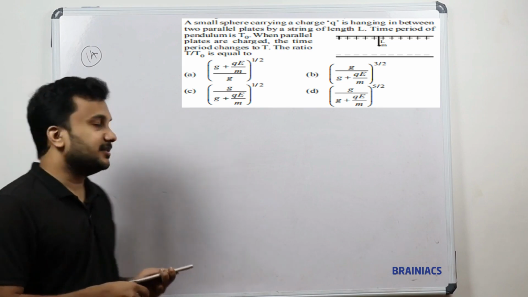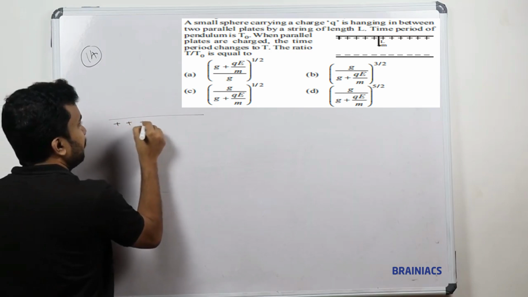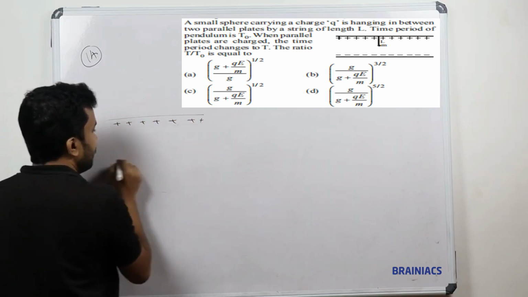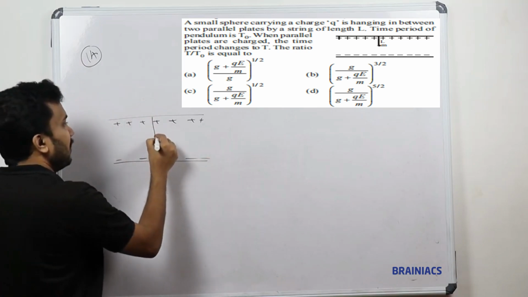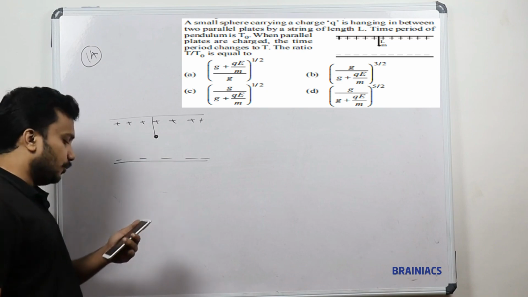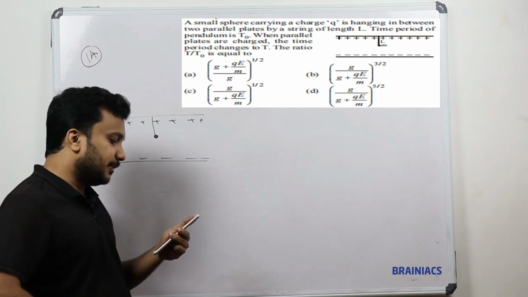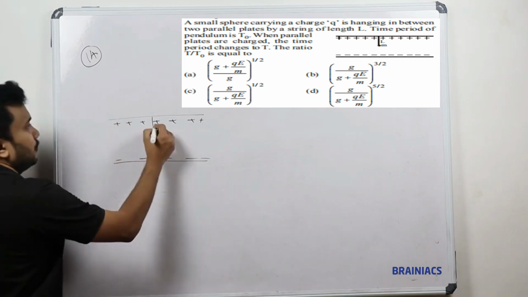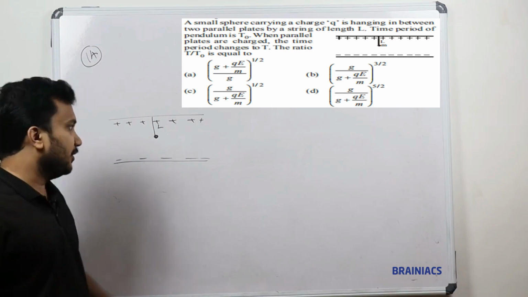Okay. So what have they given initially? We have plates, and these plates will have positive charges. Initially no charges, but in the given diagram it's given like this, and a charge which is hanging like this. So what will happen? The charge is hanging in between the two parallel plates by a string of length L meter, and the time period of the pendulum is T.